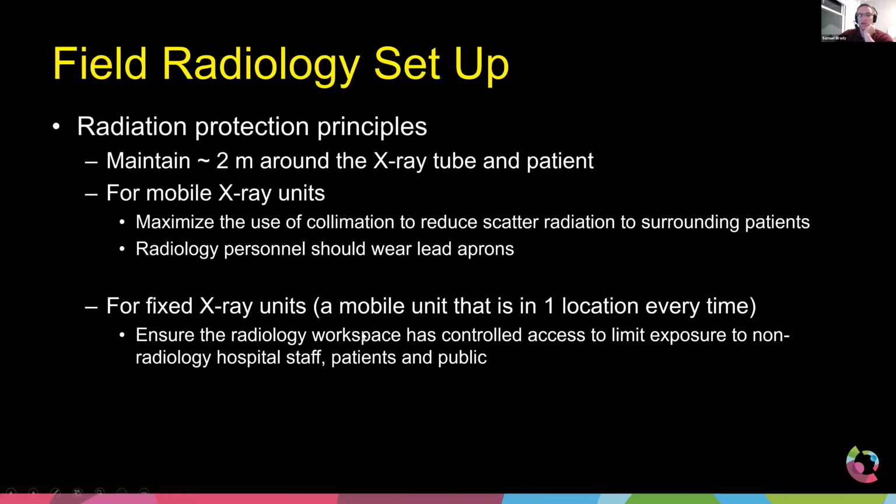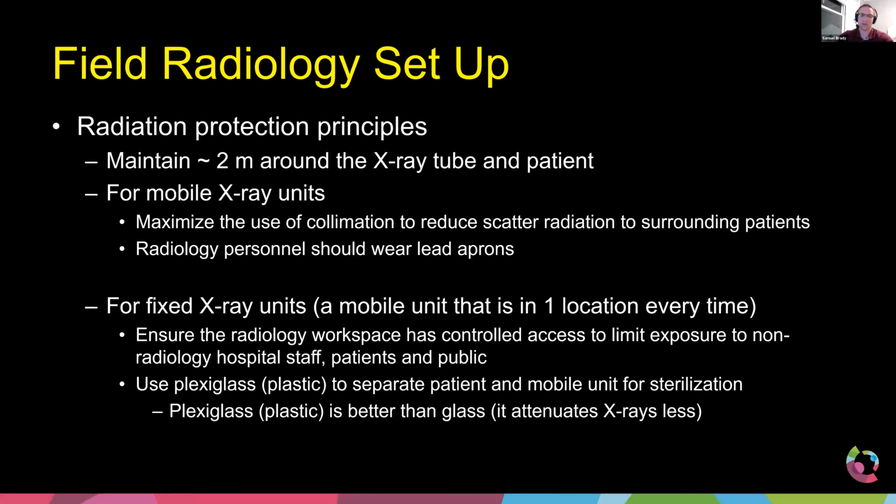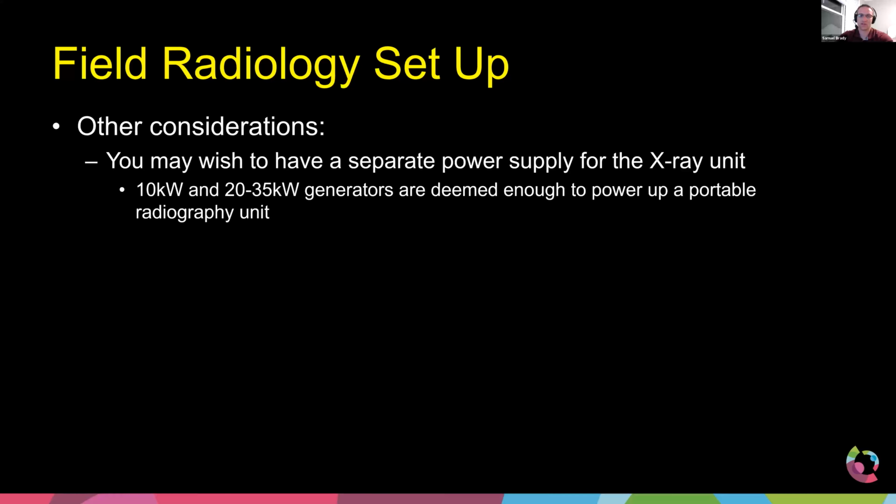So what you want to do is, first of all, you need to make sure the access to that room is controlled. Obviously, it's radiation producing equipment. You don't want anyone to walk in. You definitely don't want anyone to think they can acquire images. Only technologists should be doing this. So that's a safety issue. If you have the choice, you want to use plexiglass instead of glass. So use plastic for your barrier. Plexiglass does not attenuate radiation.